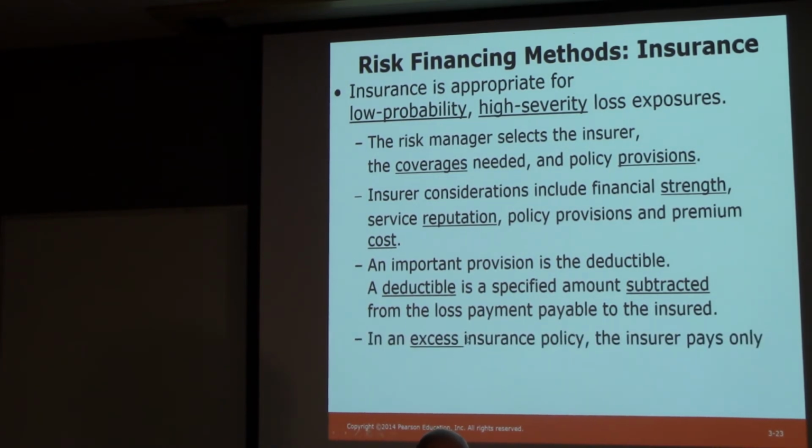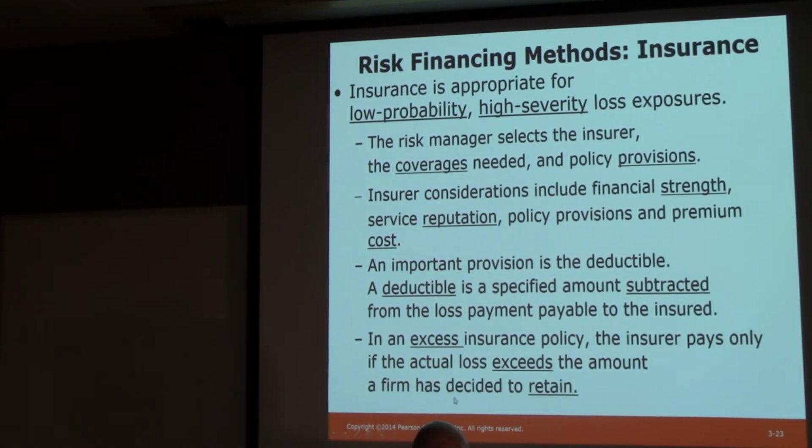Okay, and in an excess policy, the insurer only pays if the loss exceeds the amount the firm has decided to retain. So there are different ways of handling a deductible, but with an excess policy, what you're saying is any loss that's under $10,000, we're going to cover. So you guys only cover an amount in excess of $10,000. Now that might be per event, per incident, or that might be an accumulation of events. So you might cover the first 10,000 of losses, and then anything above that is covered by insurance.